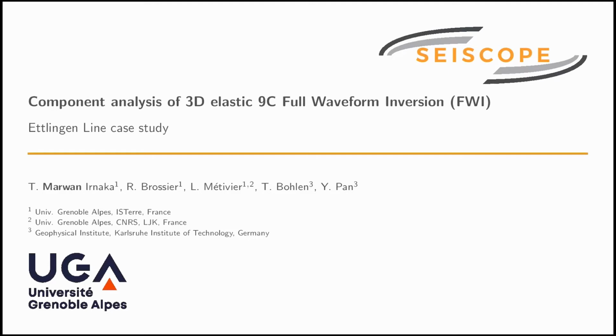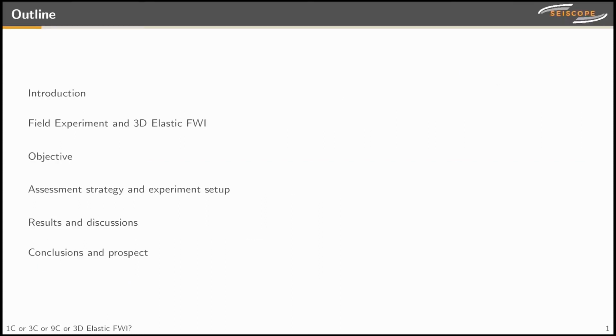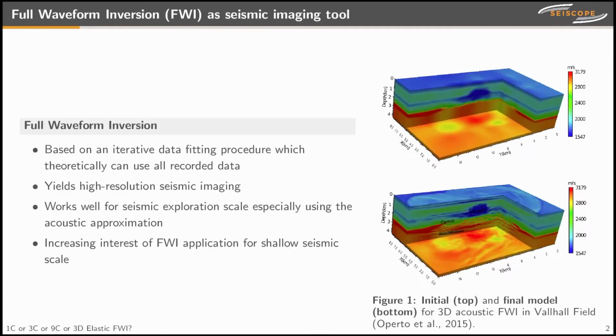I am from University Grenoble Alps, and together with Romain Brossier and Ludovic Métivier from the same university, as well as Thomas Bohlen and Yudi Pan from Karlsruhe Institute of Technology, we would like to share our research, which is sponsored by the SEG Consortium regarding the component analysis of 3D elastic 9-component full waveform inversion, especially for the Ettlingen line case study. I would like to begin our presentation with the full waveform inversion itself.